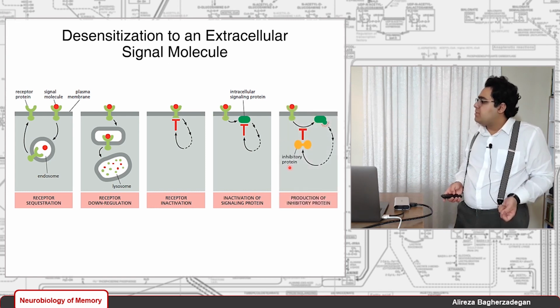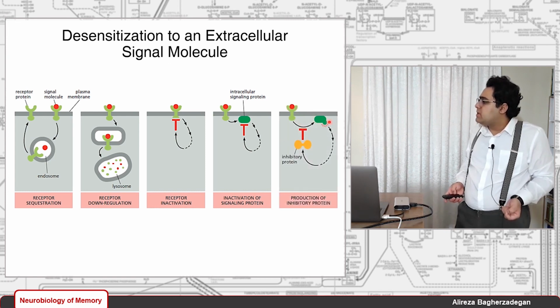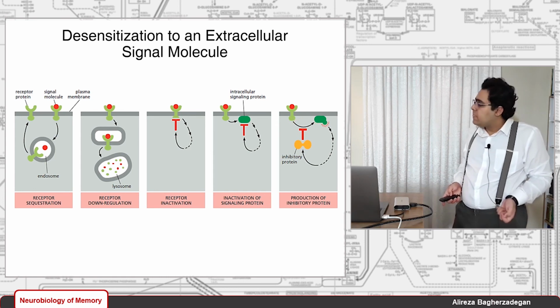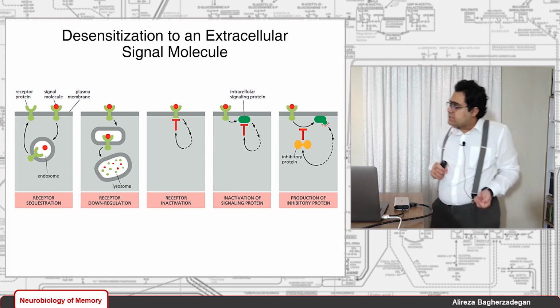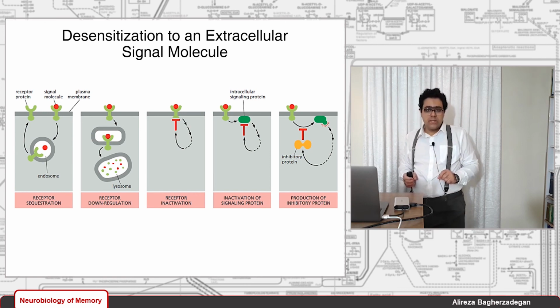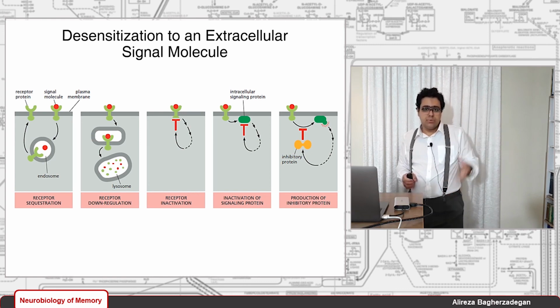And sometimes there are some inhibitory proteins which are going to inhibit the attached transducer or intracellular signaling protein to the receptor, and by doing this, the receptor is going to be desensitized. So there are 5 different ways that a receptor can be desensitized to a signal. Desensitization is very important because, as I told you, we don't want a signal to be always present or to be always detected by the cell. Okay?